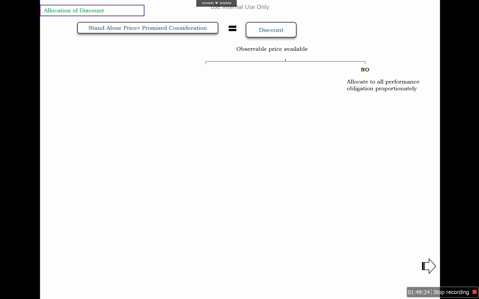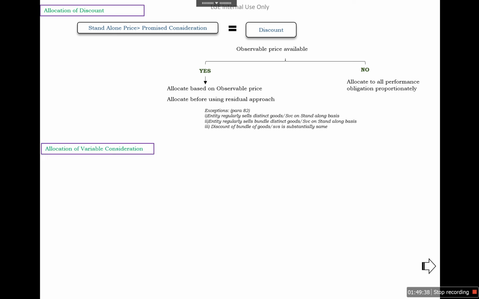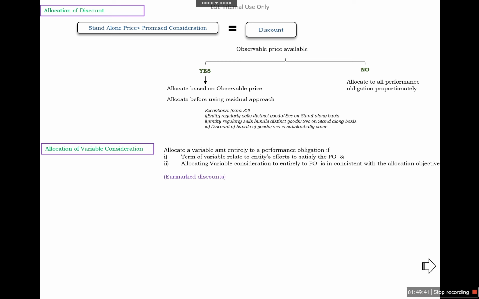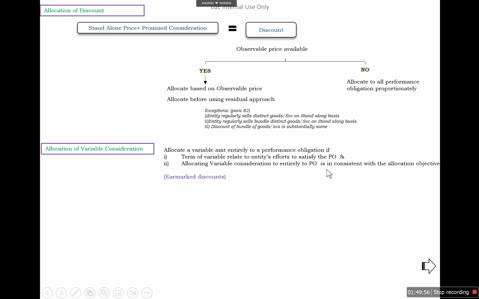So if an observable price is not available, we need to allocate the discount to all performance obligations, and if it is available, then we need to allocate based on the observable price. Similarly, for allocation of variable consideration, we need to allocate the variable amount entirely to the performance obligation if the terms of the variable relate to the entity's efforts to satisfy the performance obligation, and we need to allocate variable consideration entirely to the performance obligation consistent with the allocation objective. So the amount will be allocated based on the objective.